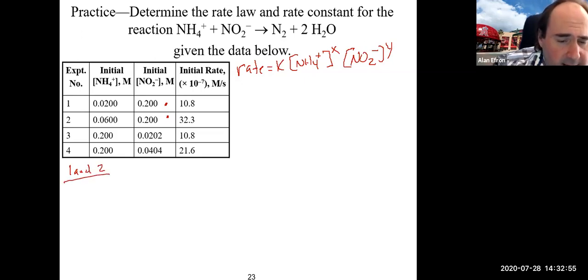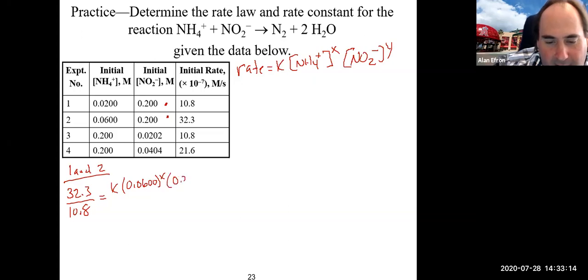So if we look at 1 and 2, again, I'm going to go with the higher rate up on top. So 32.3 on top, 10.8 on the bottom. Up on top goes everything for experiment 2, so that's K times 0.06 to the X and 0.2 to the Y. And everything from experiment 1 on the bottom: 0.02 to the X, 0.2 to the Y.